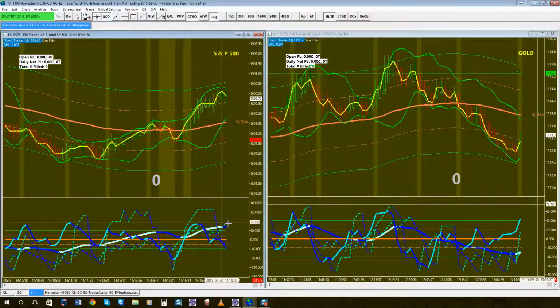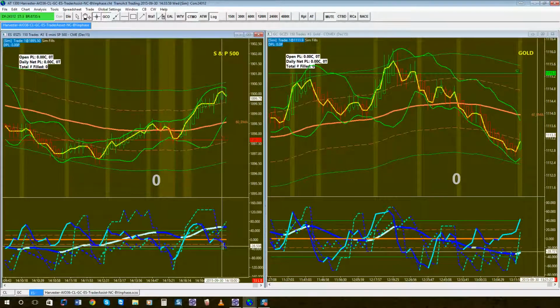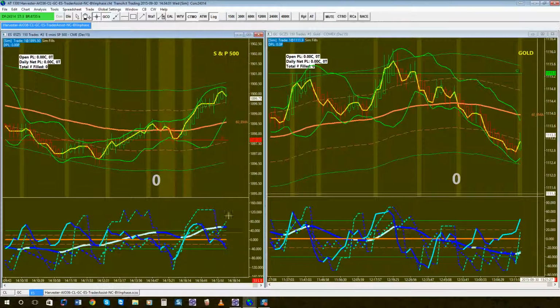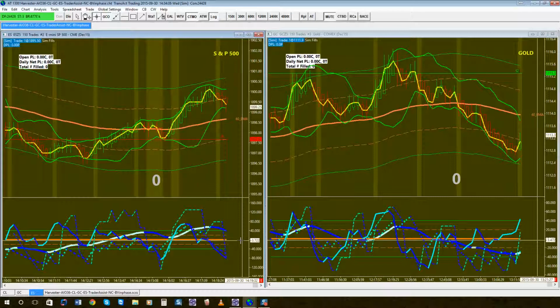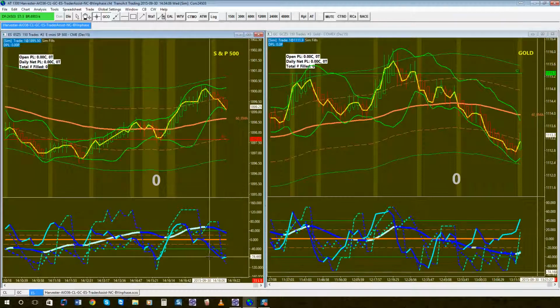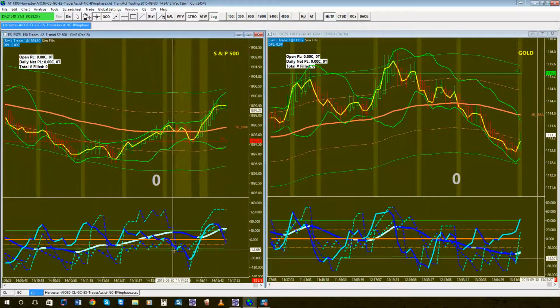We now have a dark color on the white MACD, and everybody's together. I'd get out, even though the Arun is going up. I'd get out. And there you go. Price action went down. That's how you play these lines.